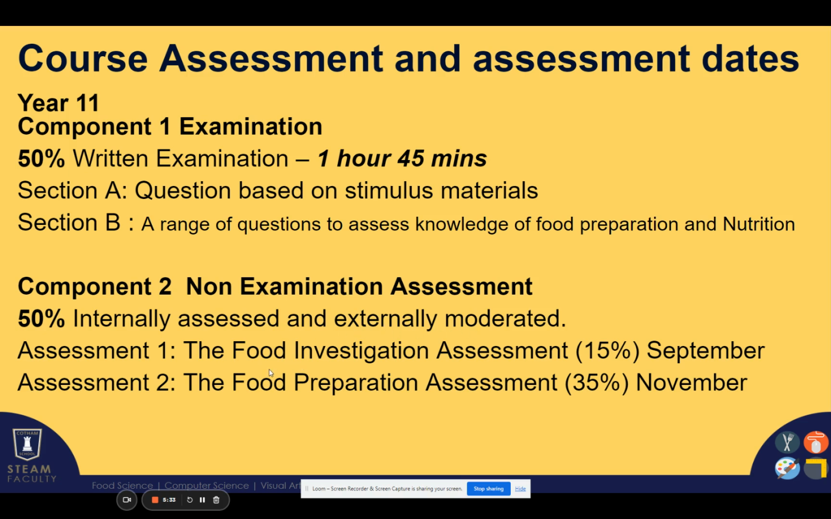The first assessment is a food science investigation. This is 15% of the final mark and is started in September. Assessment 2, the food preparation assessment, is 35% of the final mark. It will begin roughly in November and December, depending on timings of mock exams in Year 11.